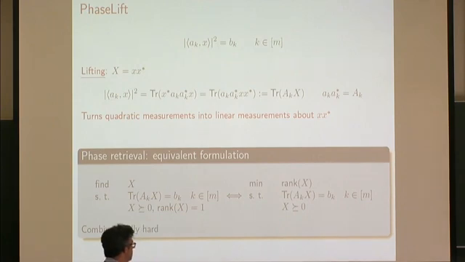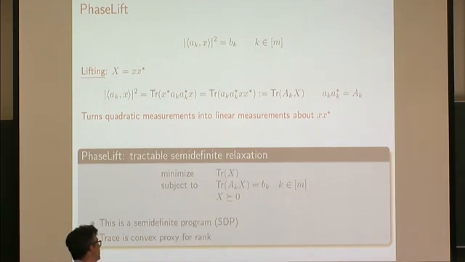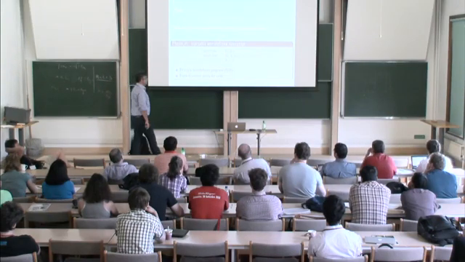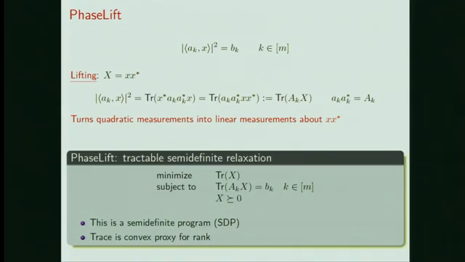It's combinatorially hard. And so what you do is you say, well, the rank is too hard to deal with. I'm going to replace it with a trace, which again is a convex surrogate for the rank. So I'm going to replace the rank by the trace, and we propose to solve this semi-definite program in the context of phase retrieval, where we've used the proxy for the rank. Okay, so this is PhaseLift. This is what we call PhaseLift.